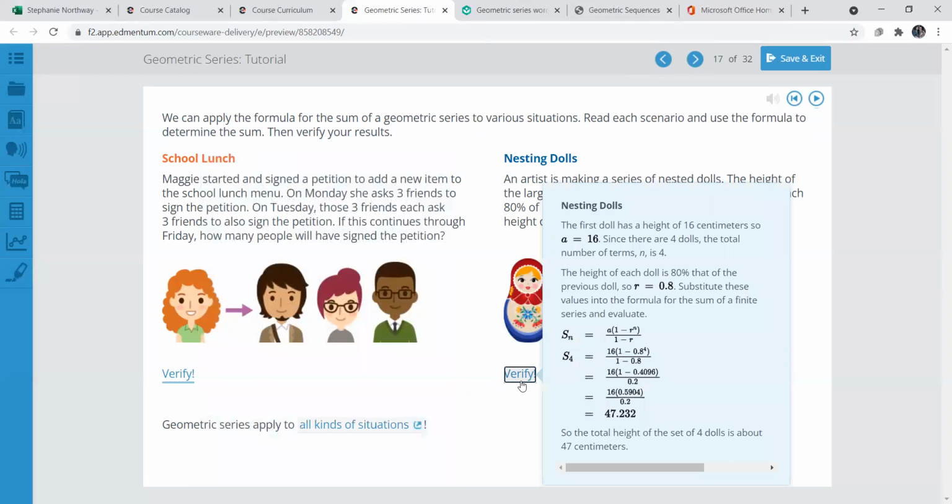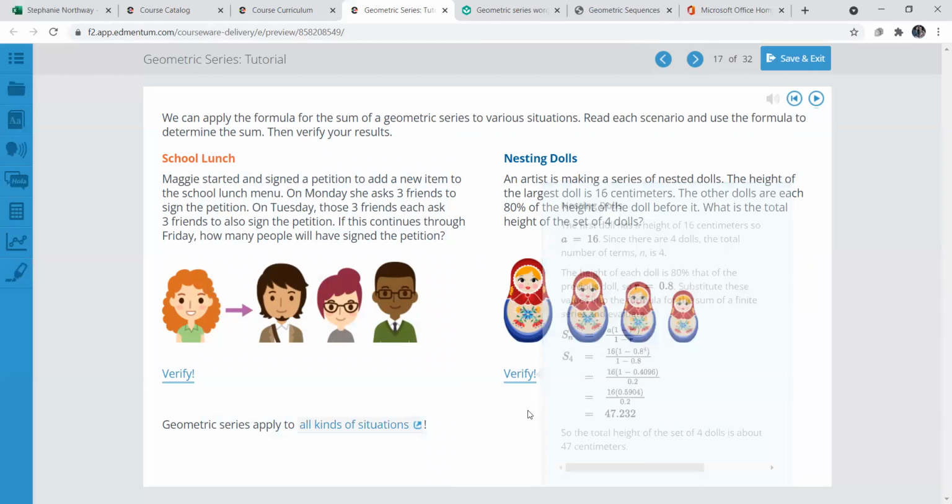Let's find out. Okay, so here's our equation, and we want to know the height of all 4 dolls together. Here's how you solve it. So the total height of all 4 dolls is about 47 centimeters. And that's how they all fit inside this one doll. So the little one goes in this one, goes in this one, and so on, and then they're all combined together. So basically, you take a top off, and that's how the dolls fit inside each other. It's pretty cool. I used to have one of these when I was younger.